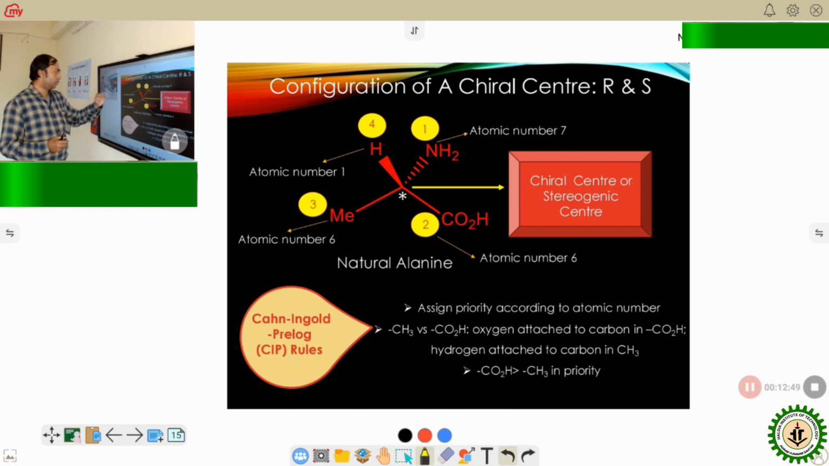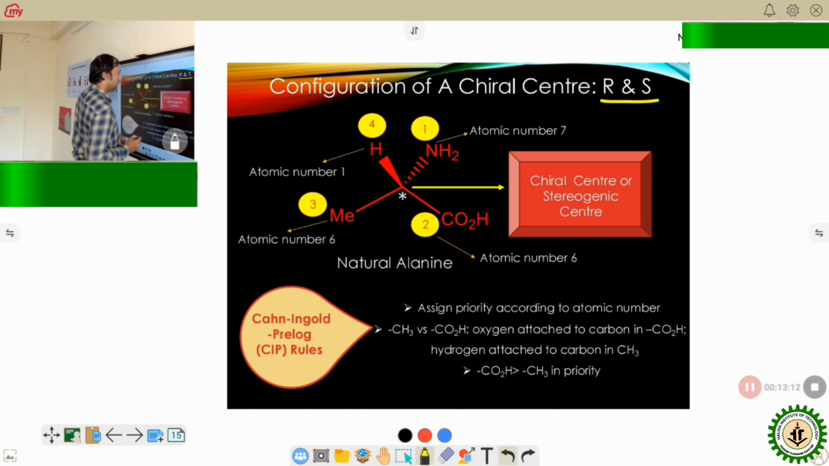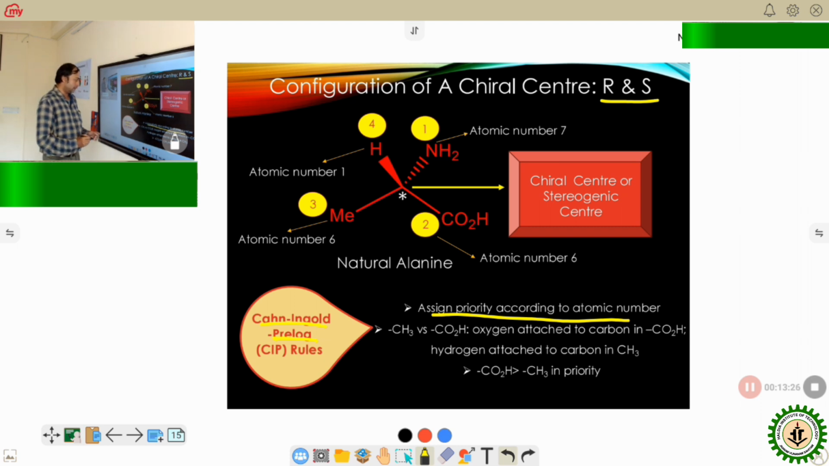Okay, so now we go to a very interesting thing that is called the designation of chirality. We must designate each chiral center in such a way that when we say this is the molecule, we can draw the structure in that case. It is designated with the descriptors R and S. There are some rules, based on the Cahn, Ingold and Prelog rules, the CIP rules, and we have to assign the priority according to the atomic number.